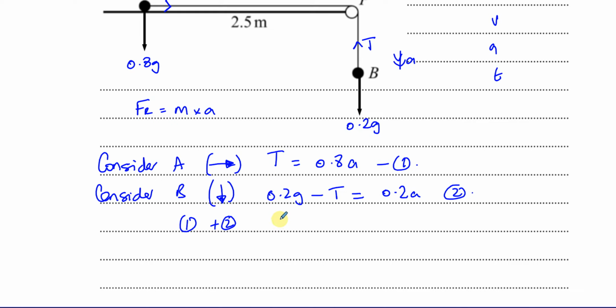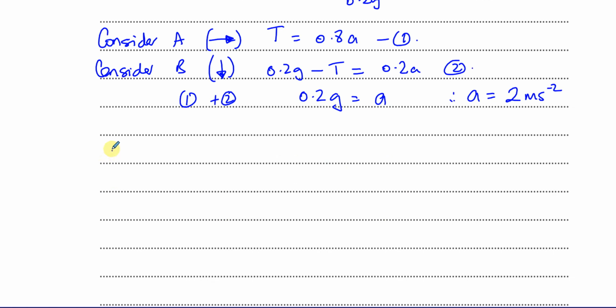If we add these two equations together, on this side we have T plus 0.2 G minus T, so the T minus T becomes 0. You're left with 0.2 G on this side equals 0.8 A plus 0.2 A, which is just 1A. Therefore, A is going to be 0.2 times 10, which is 2 meters per second squared. So now we found the acceleration, and we can now use the Suvat equations to work out the time it takes.